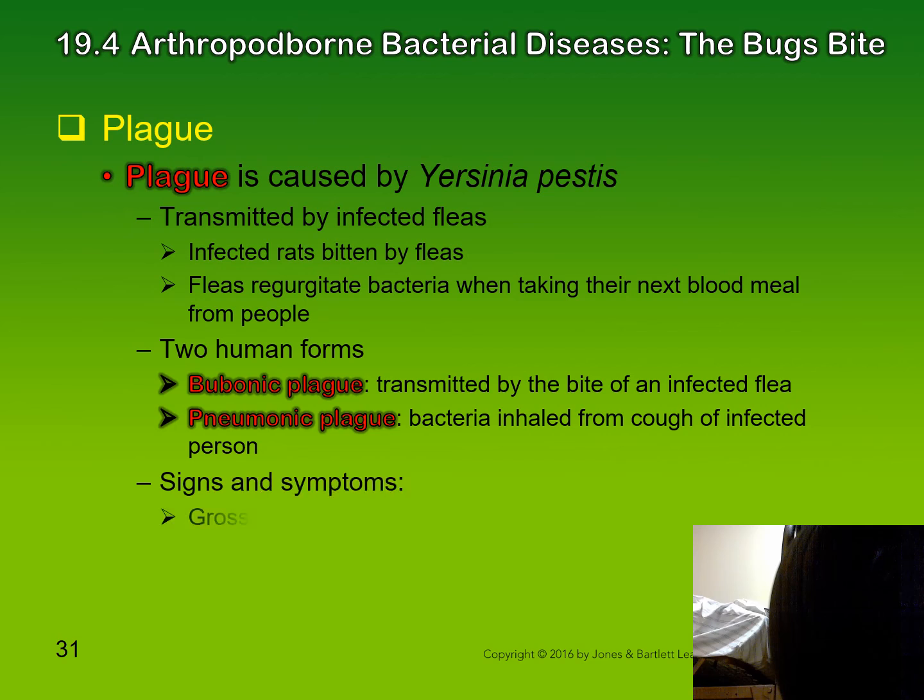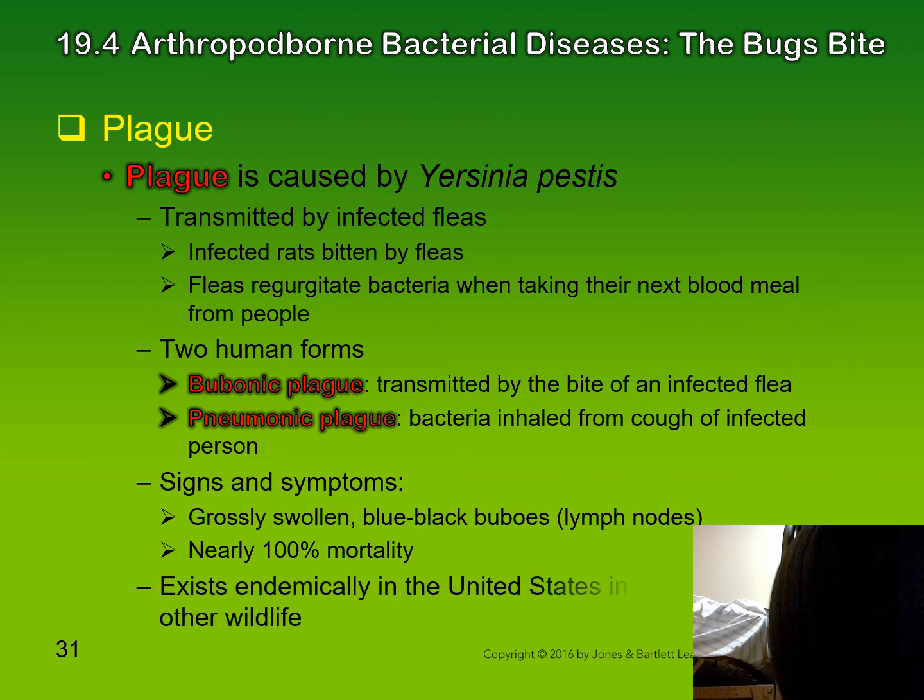Okay, signs and symptoms of plague: grossly swollen blue-black lymph nodes. Most people die of bubonic plague, and it is endemic in the prairie dogs and some other wildlife. Prairie dogs, especially in the Four Corners region of the United States.